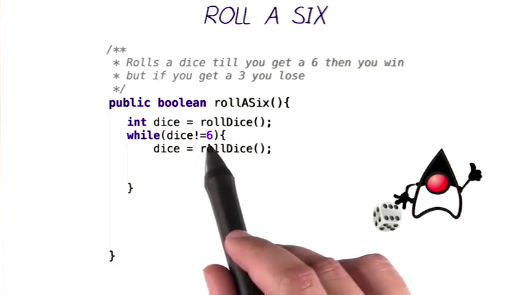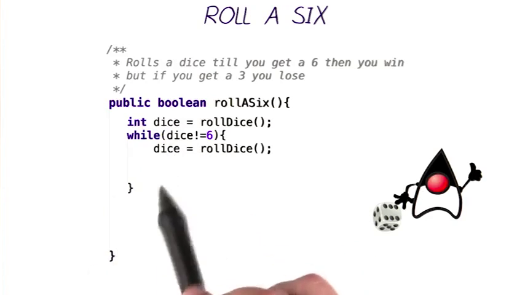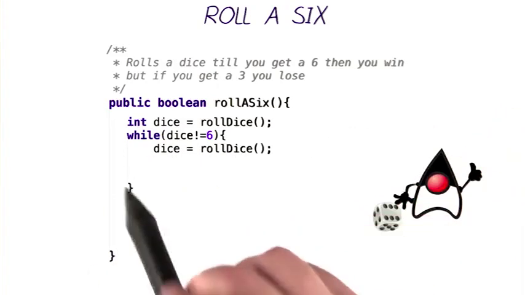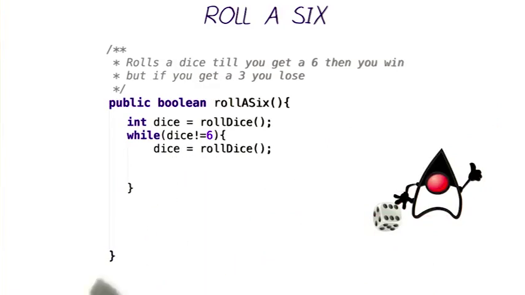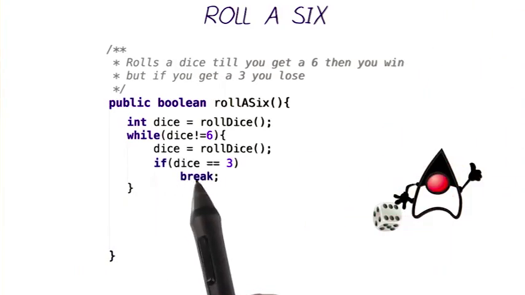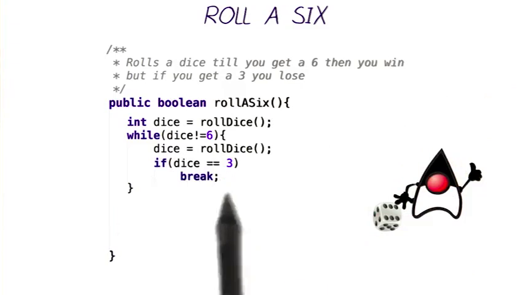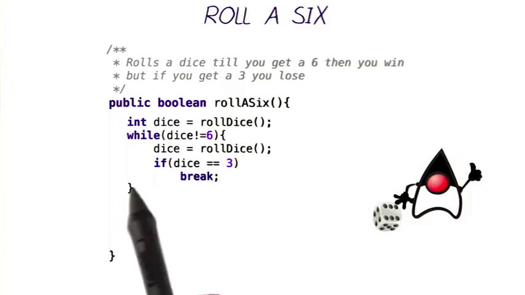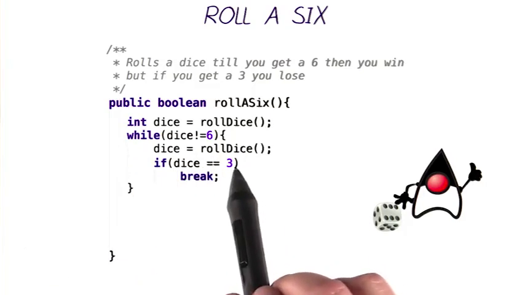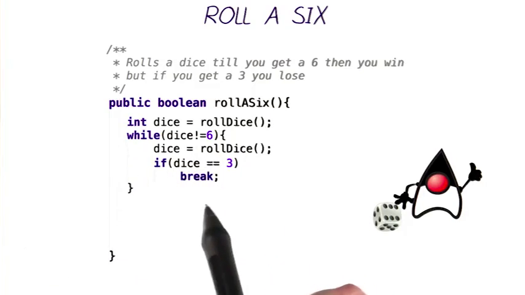While dice is not equal to 6, keep rolling. Perfect. So this while loop would keep rolling our dice until we eventually get a 6. However, we need to check if the dice ever got a 3. So we add this if condition, if dice equals 3, then we break. Break here means that we're going to break outside this while loop. We're not going to keep trying. We're not going to keep looping inside the while loop.